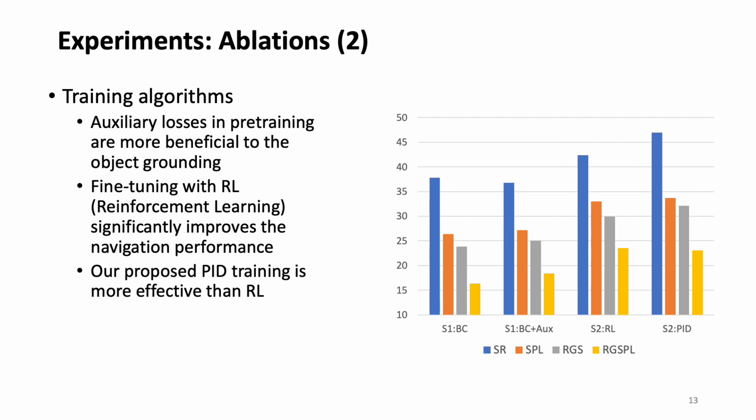We then evaluate the training algorithms. The auxiliary losses are more beneficial to the object grounding compared to the behavior cloning baseline. Reinforcement learning further improves the navigation performance by a large margin. And our proposed pseudo-demonstrator training is more efficient than reinforcement learning.